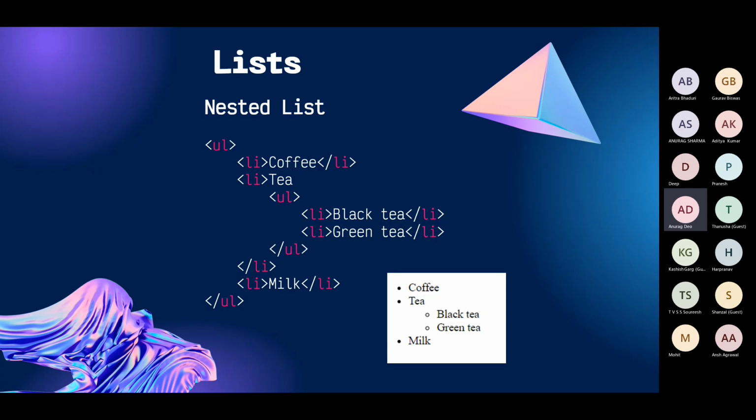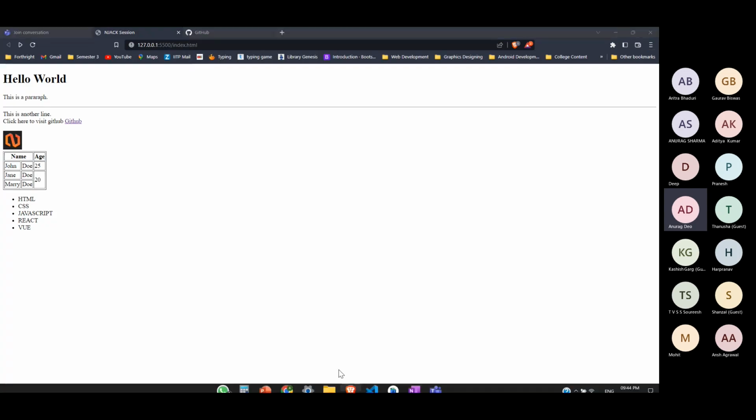Sometimes you need a list within a list, like this. The coffee and tea, where black tea and green tea are types of tea, so these are written inside this tea. Sometimes we need this type of list, and these are called nested lists. So this is a nested list consisting of an unordered list inside an unordered list. So we can create any combination.